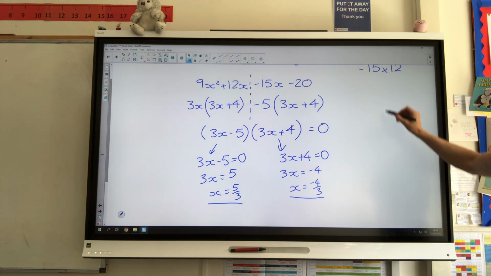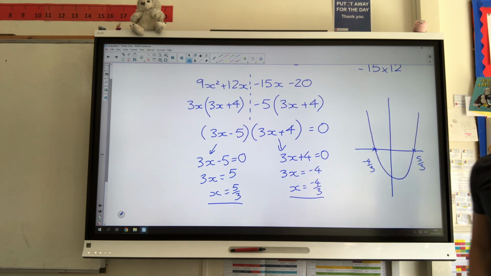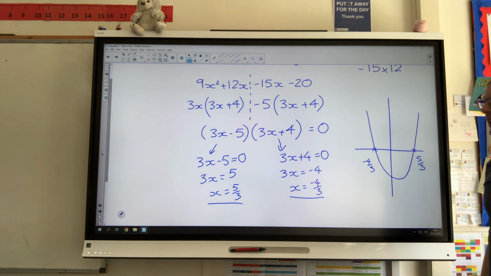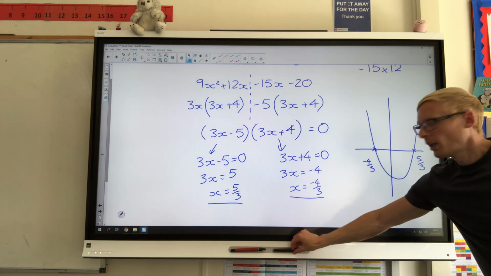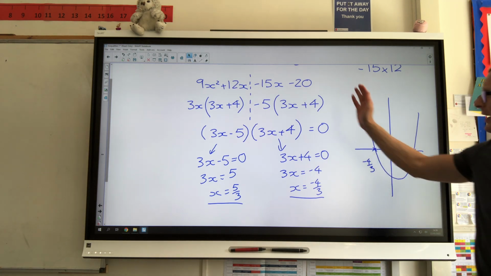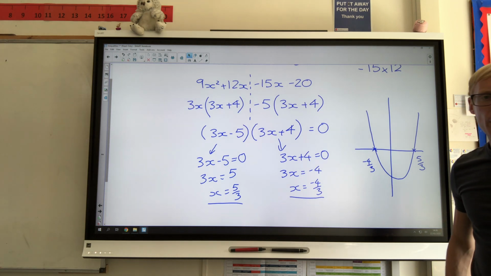And so finally, with my sketch, I've got negative 4 over 3. I've got 5 over 3. And it's just going to be a parabola that goes through those 2 points. So that's going to be your solution to that one. Now that's the last example there. Again, I would recommend getting that one down, especially because it is a little bit more complicated with the signs there. And the numbers are slightly bigger as well.